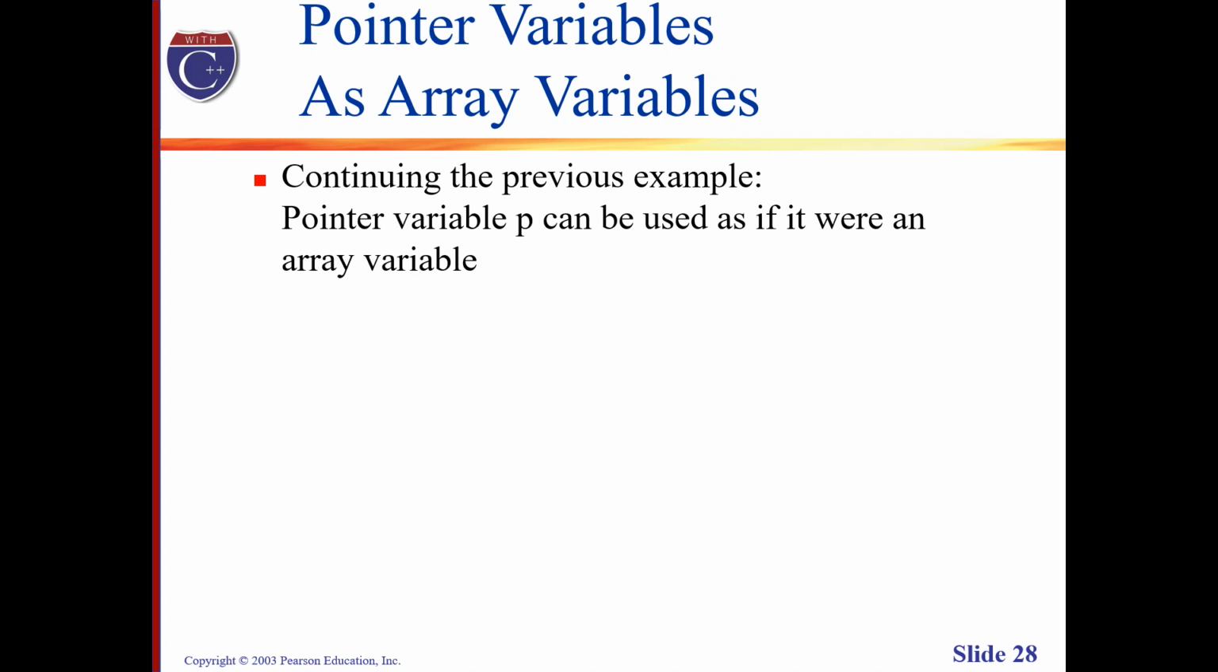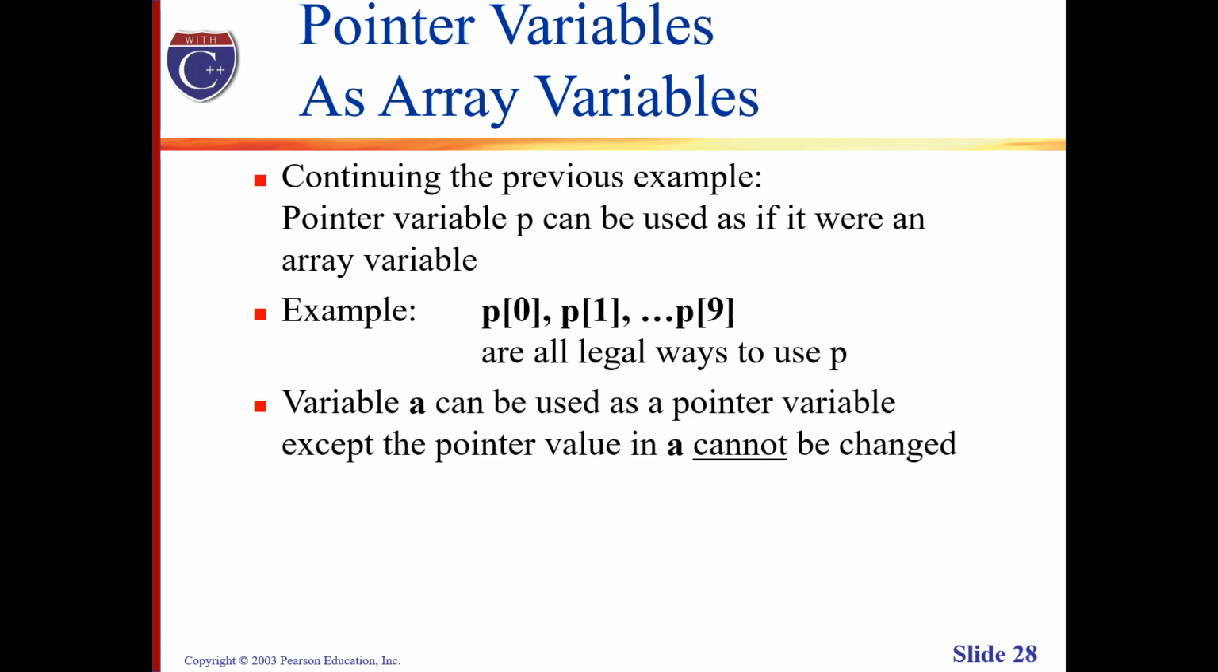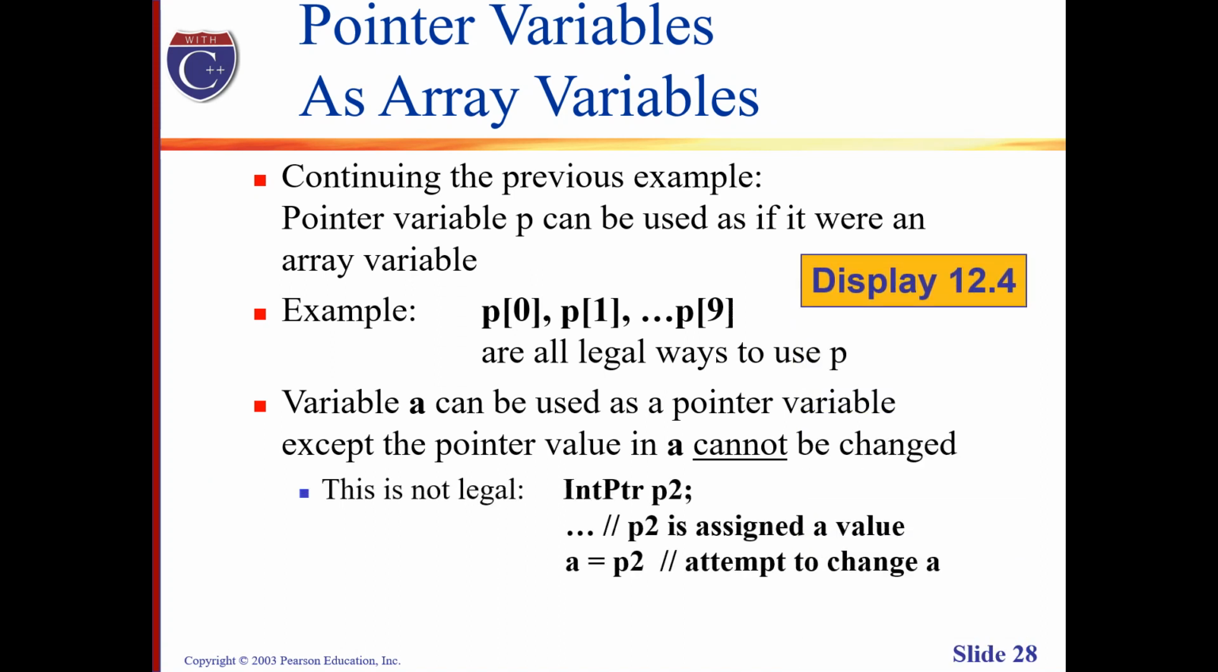Continuing the previous example, pointer variable p can be used as if it were an array variable. Here's an example. Variable a can be used as a pointer variable, except the pointer value in a cannot be changed. Here's an example.